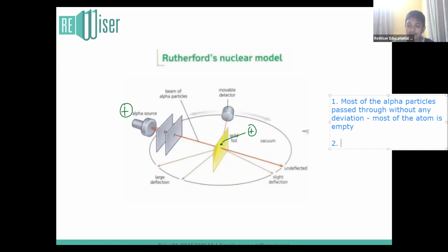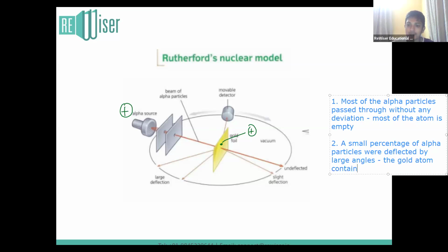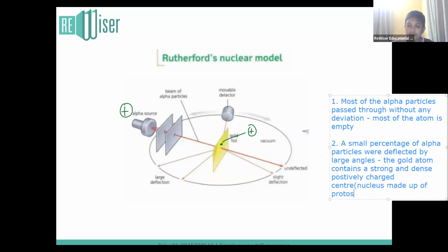What was the second observation? A small percentage of alpha particles were deflected by large angles, which basically means that the gold atom contains a strong and dense positively charged center. By the way, Rutherford at that time did not know what it was called. We now know it's called the nucleus, made up of protons and neutrons, which is what gives it the positive charge.